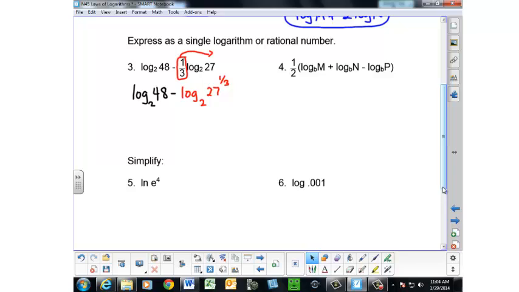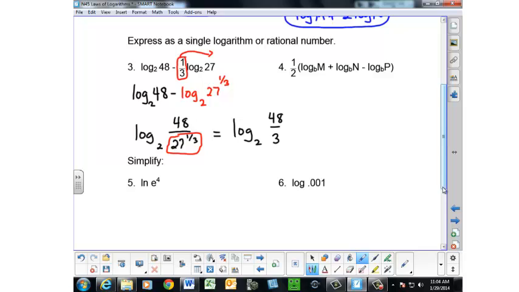Now we can rewrite it as a fraction. Since they have the same base, you just write log 2 the one time, and then 48 over 27 to the 1/3 power. Okay, remember the 1/3 power is the cube root. So we need to simplify that. The cube root of 27 is 3. So that gives us log 2, 48 over 3.